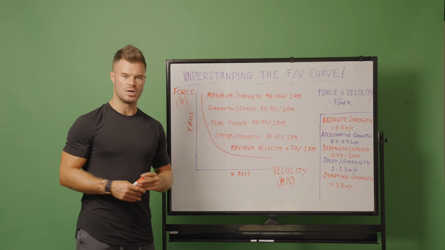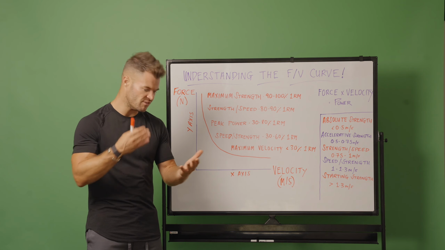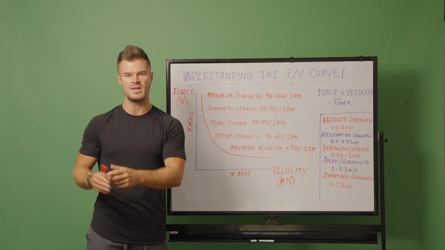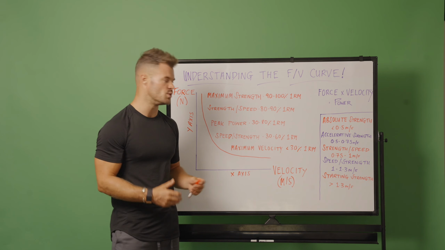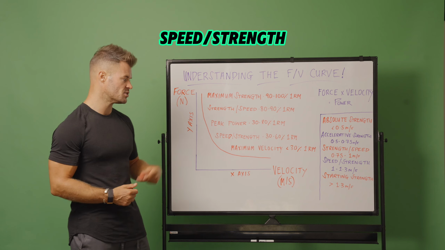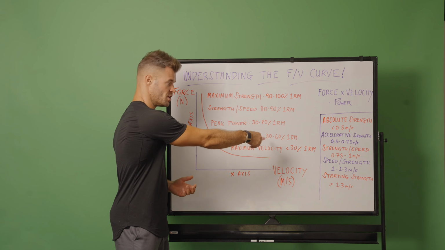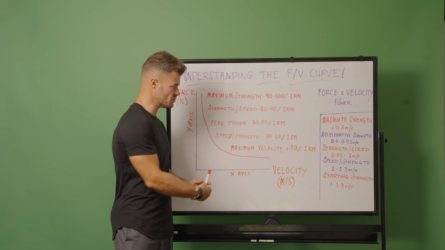Because we do see this with coaches with all of this new tech, they're focusing on the numbers and they're not looking at the athlete. Technique has to be the number one driver, and the data then merges with that. We then move into speed strength. So this would be anywhere between 30 and 60% 1RM on the force velocity curve.